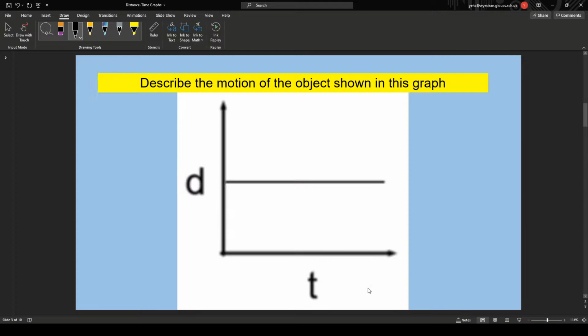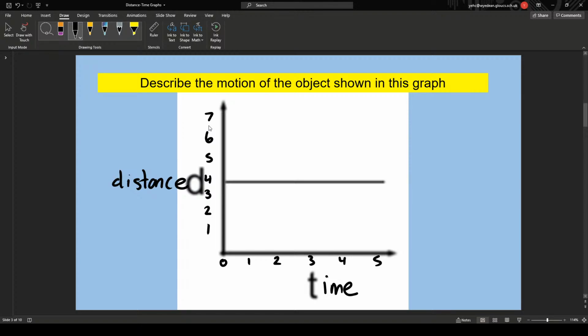Okay, so a distance time graph is basically just distance and time. The x-axis is time, so let's say this was 0 seconds, 1, 2, 3, 4, 5. And D stands for distance. The y-axis represents distance, how far the object has moved. Let's say this is 1, 2, 3, 4, 5, 6, 7. Okay, so let's have a look at this graph and think about what it's showing.